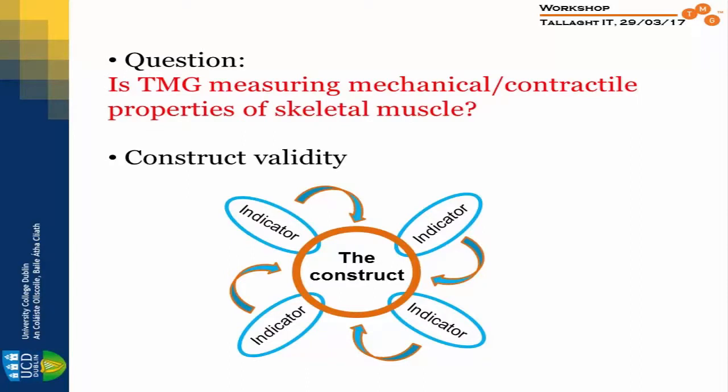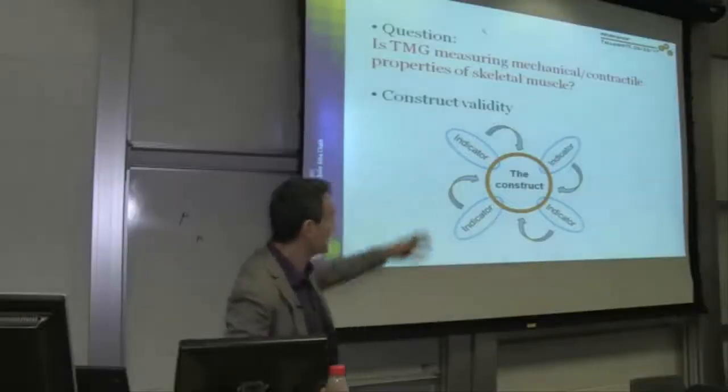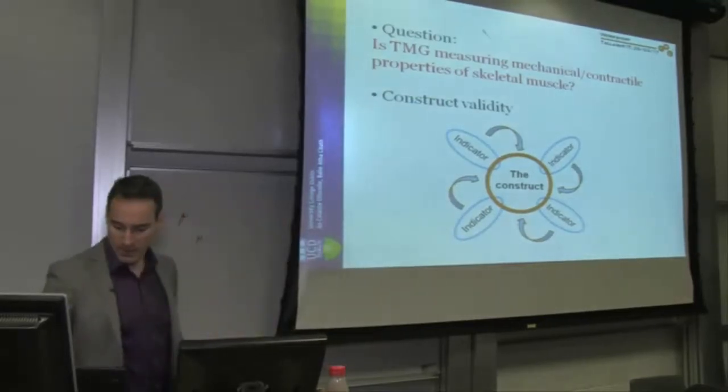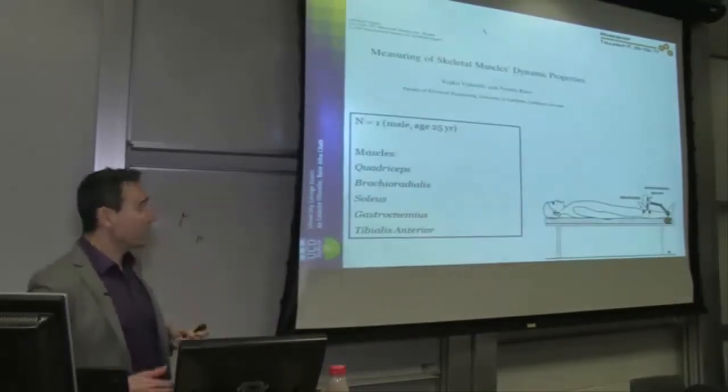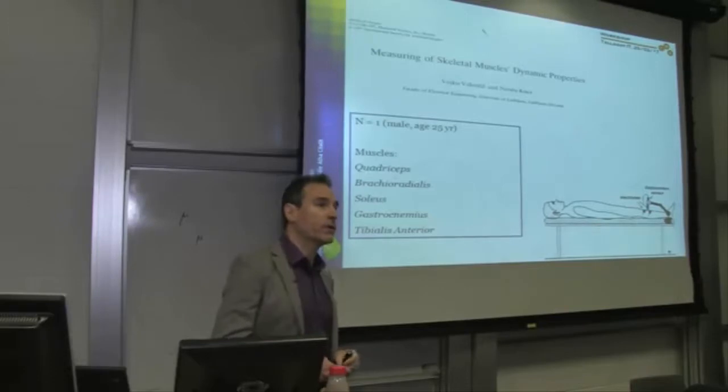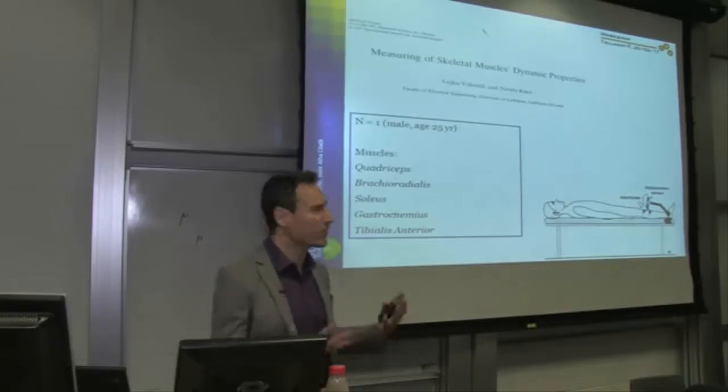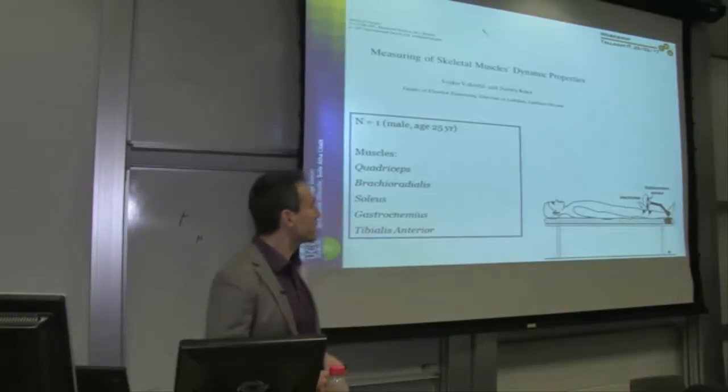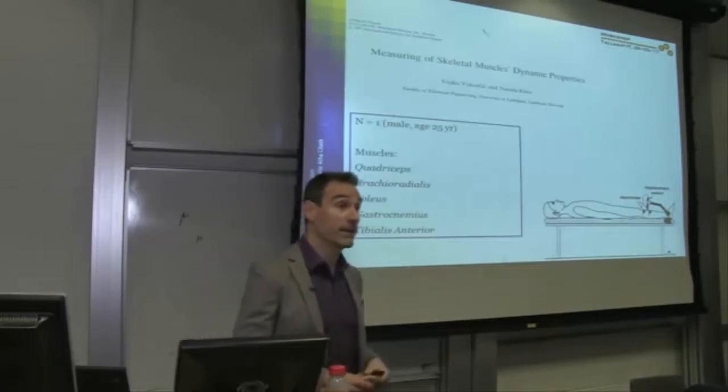So we can't really look at criterion validity or concurrent validity. It's a matter of construct validity, which means that we need to find a number of indicators to prove the construct, which is the question that I started with. Okay, so I'm going to show very quickly three studies, actually four studies, looking at validity of tensiomyography.